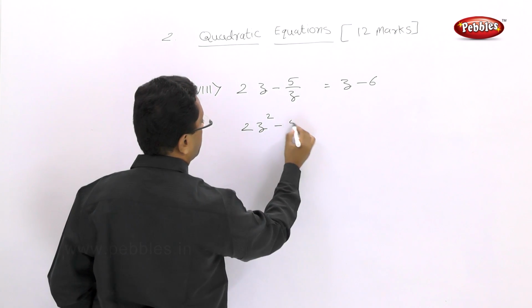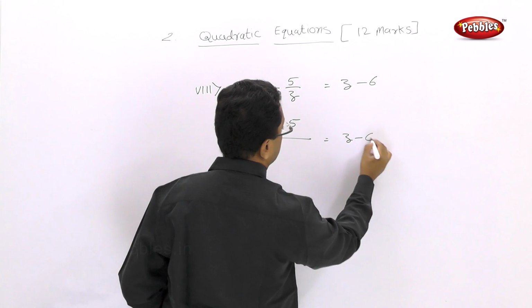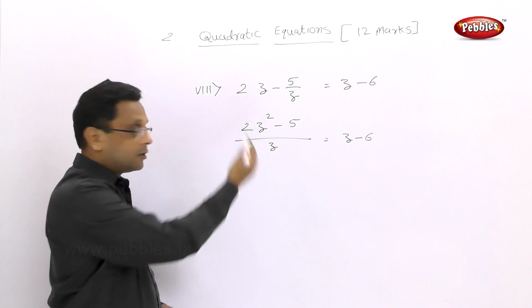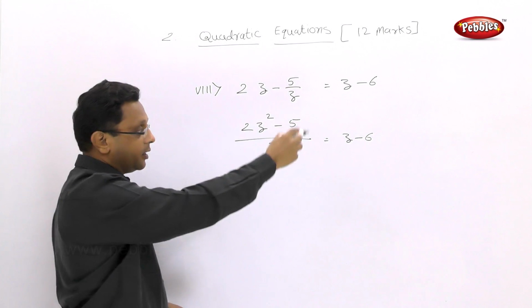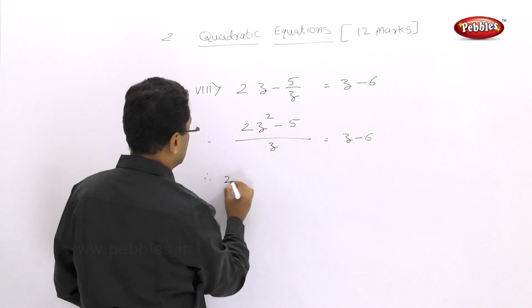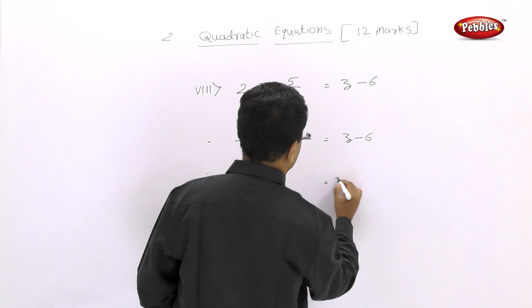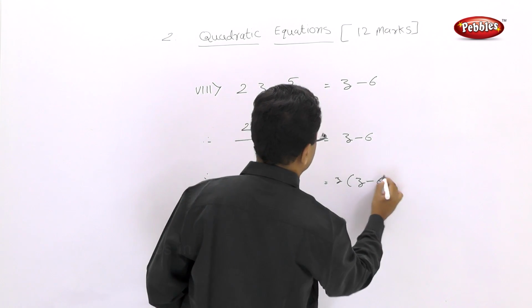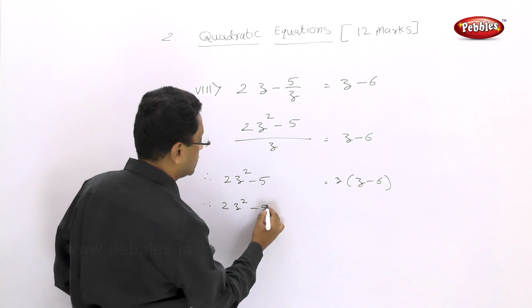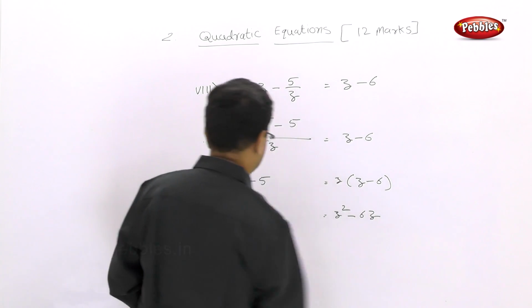This will be 2z square minus 5 upon z equal to z minus 6. This z denominator will go as a numerator and it will multiply that z minus 6. So 2z square minus 5 equal to z into z minus 6. So 2z square minus 5 equal to z square minus 6z.